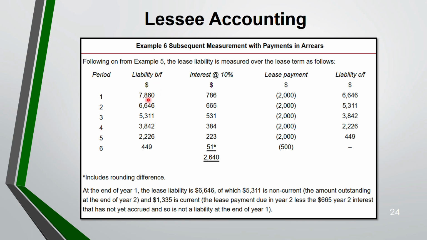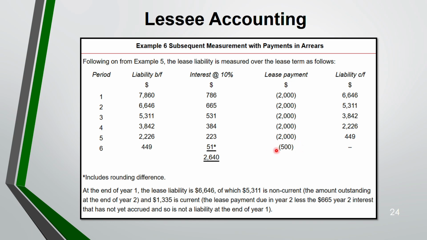This is your liability brought forward, and now you are unwinding the discount. You're finding the interest. How? 10% on this, which is 786, and now from this you have to deduct the lease payment of 2000 every year for 5 years, and you keep on doing it. This balance of 6646 in the first year becomes the opening balance in the next year. This closing balance in the second year becomes the opening balance in the third year. It keeps going on like this, and every year you will find 10% and minus 2000.